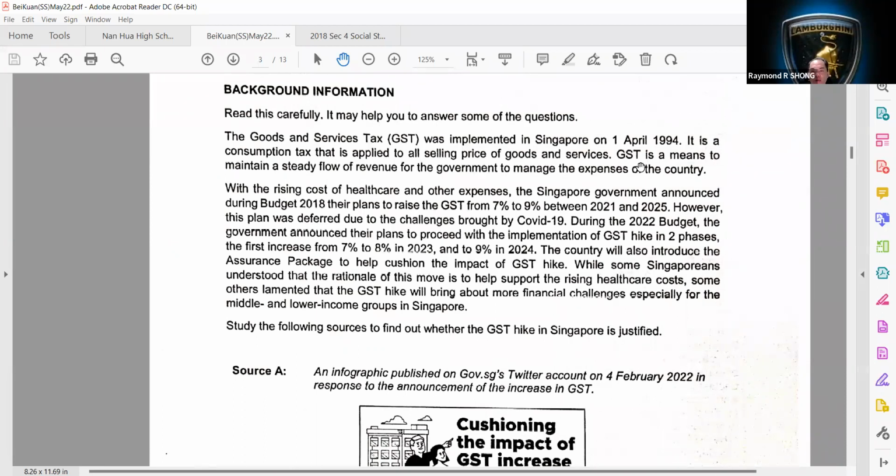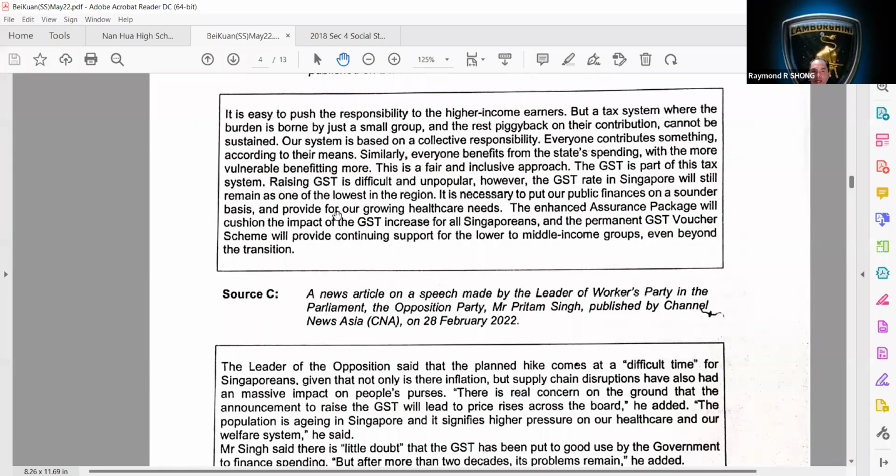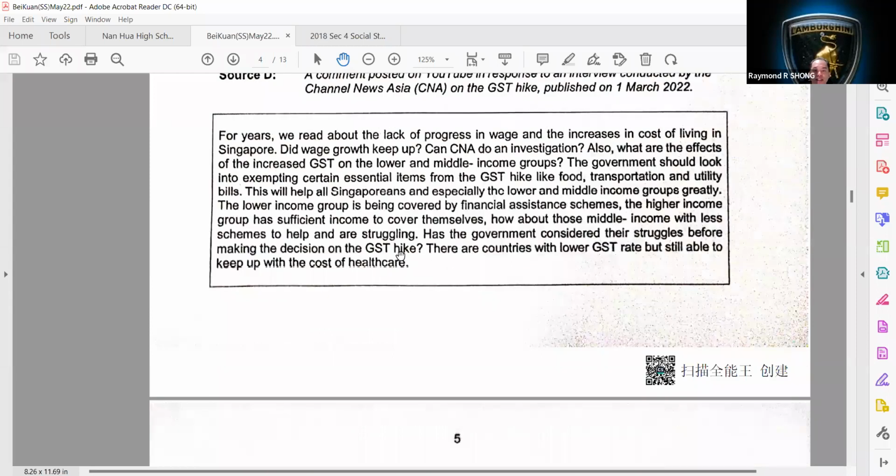Sometimes you might later say, no, you see, on D, in response to an interview, Kishana said, 4 years we read about the progress, and so on, a comment by YouTube. So this is the one somebody complained already. So this one, I can use it. Is it true now? Let's read first, just to make sure. Explaining certain examples of GST and transportation. Decision of GST.